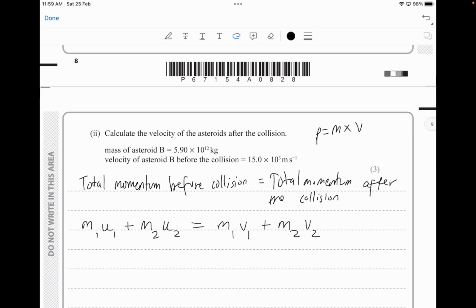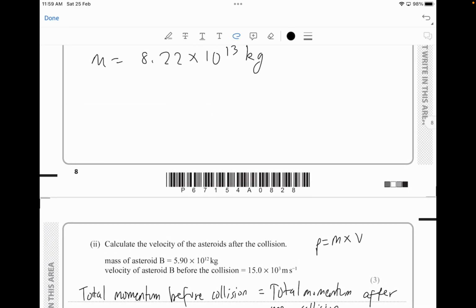By the way, this formula is not there in the formula sheet. So it's your choice whether you want to learn this formula, or you could just directly plug into the momentum formula and equate it on both sides. That could also work in this case. So if you look at the formula sheet, yeah, okay.